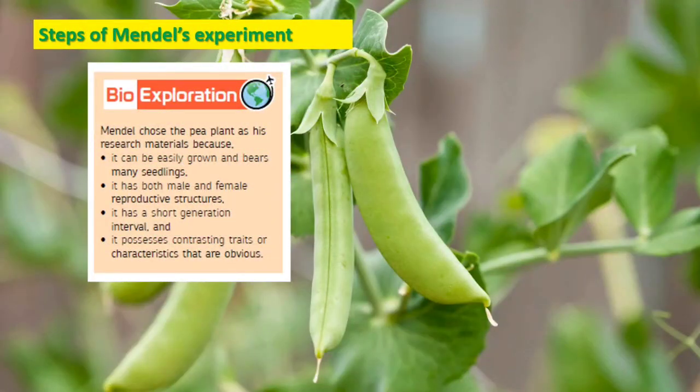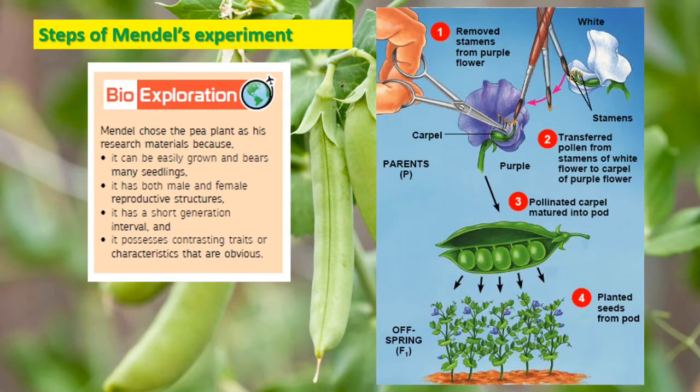This is the step of Mendel's experiment. Mendel chose the pea plant as his research material because it can be easily grown and bears many seedlings. It has both male and female reproductive structures in one flower. It has a short generation interval and possesses contrasting traits or characteristics that are obvious. So this is how Mendel started.